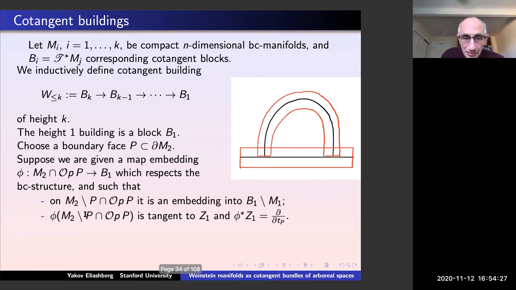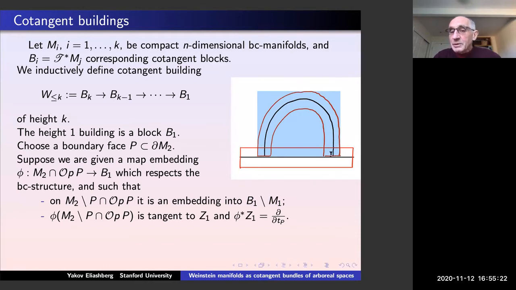So you see, I subtracted P here, right? So I just take an open M2 without this face, and I want it to sit in B1 minus M1. I don't want it to intersect the core of M1, and I want it to be tangent to the Liouville vector field Z1. So therefore this piece, which intersects the first block, is in fact a Lagrangian Liouville cone. If you project it to the ideal boundary, you get some Legendrian there. So you attach it this way. People who know handle bodies will recognize that if you attach a handle, you attach exactly this way.